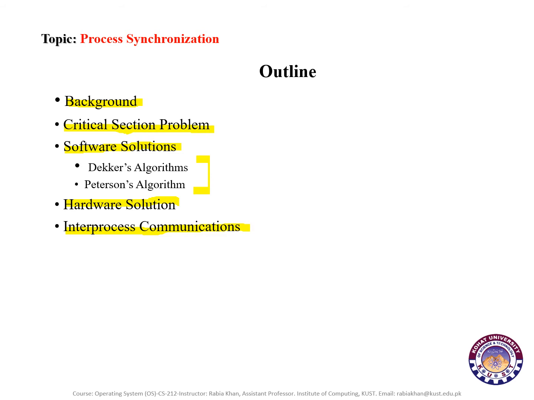How can this take place? What are the facilities being provided by the operating system for different processes to enable them to communicate with one another? We'll be discussing that in detail. So this is the overall outline or agenda for this chapter that we'll be discussing.